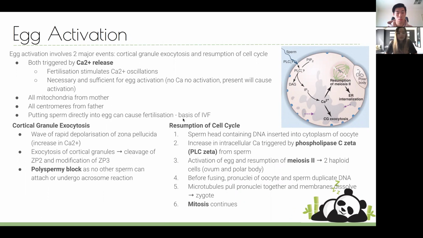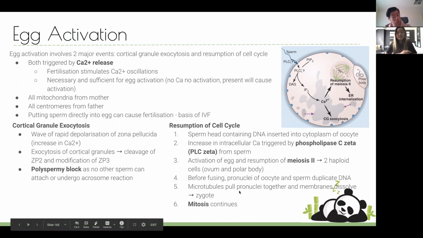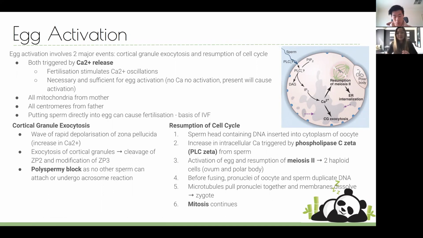Great. And then resumption of the cell cycle. So the sperm head containing DNA is inserted into the cytoplasm of the oocyte. You have an increase in intracellular calcium again, which is triggered by PLC zeta. Not too important, I would say. The egg is activated and the cell cycle is resumed. So meiosis 2 happens. You get your ovum and your polar body. And then eventually things fuse. Your microtubules pull the pronuclei together, membranes dissolve, you have your zygote, and then mitosis happens. You start getting the baby.